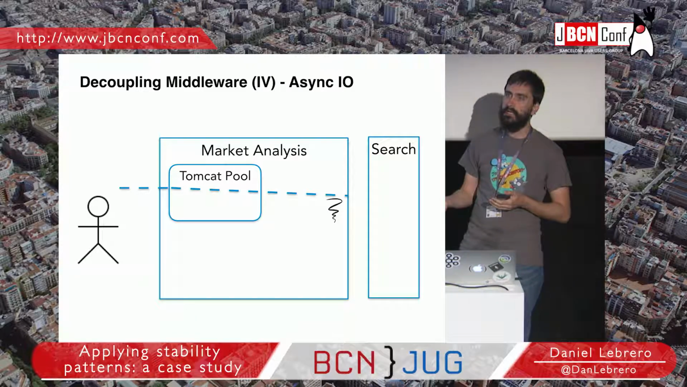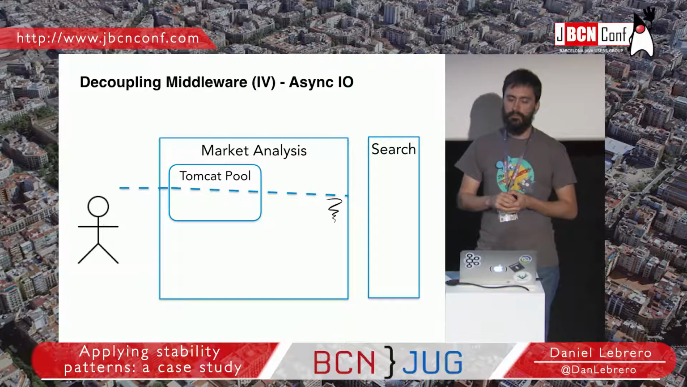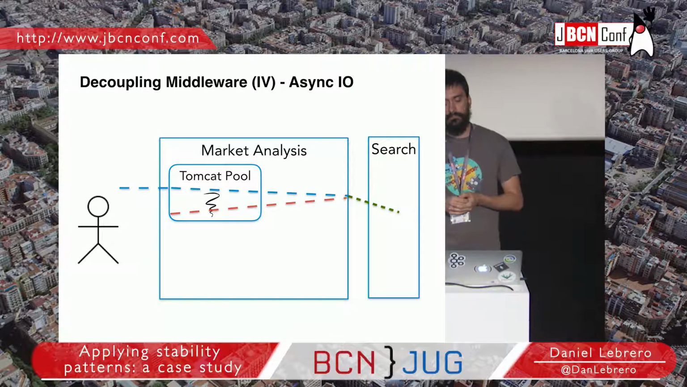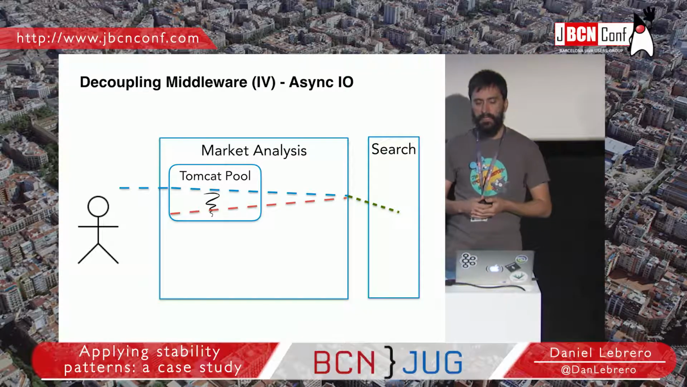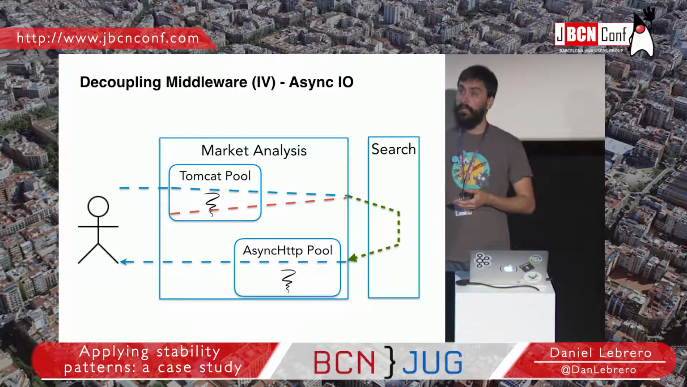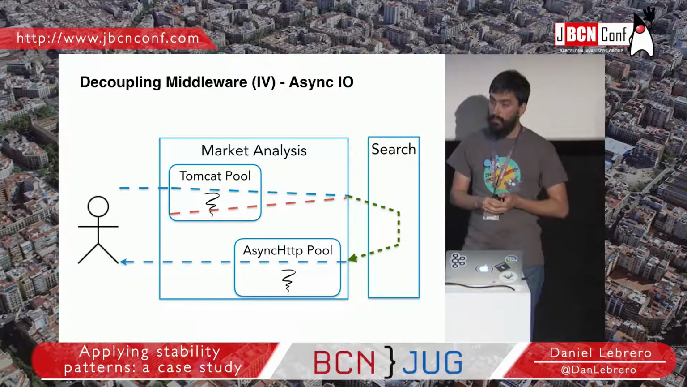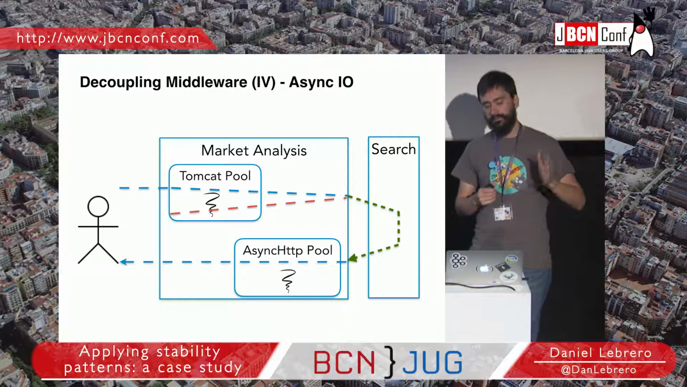But if you are using async I/O, what will happen is that when you get to the point of actually sending the request to the third party, instead of waiting, that thread will go back into your pool. So that thread is ready to execute other requests. Then at some point, when the response comes back, there will be another thread pool, in our case the async HTTP thread pool, that will get that data, finish processing the request and send the data to the client.